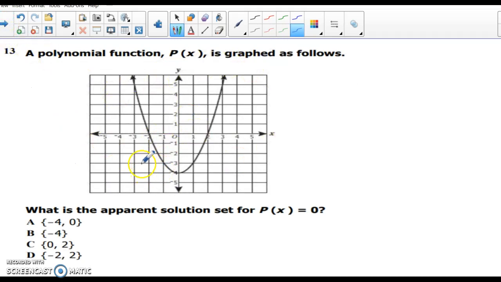You've got a picture of a polynomial function. What would be the apparent solutions? That would be here and here. So that would be at negative 2 and positive 2.